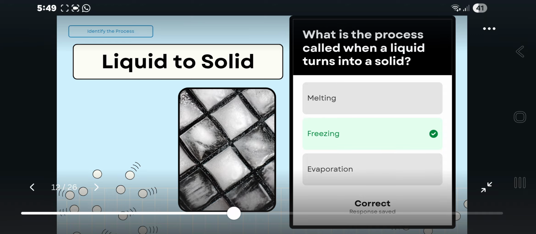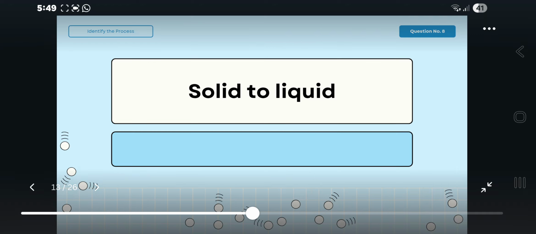This process is called freezing. The correct answer is freezing. Let's move on. Okay, here we have to type the answer.